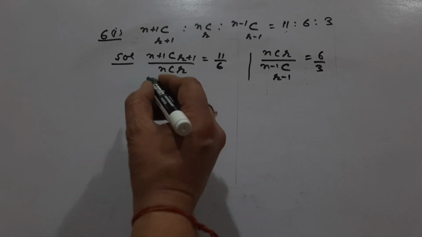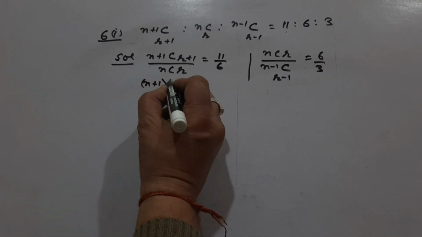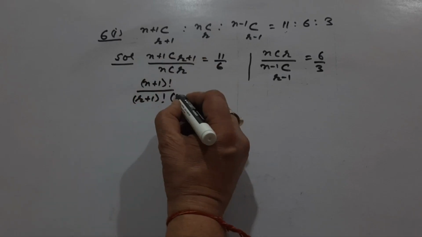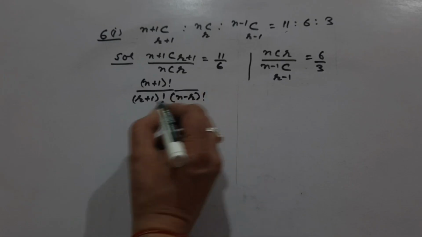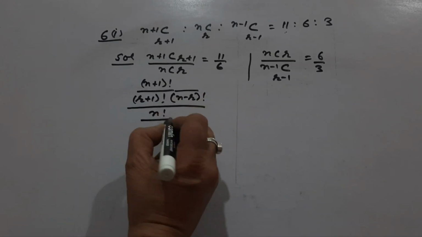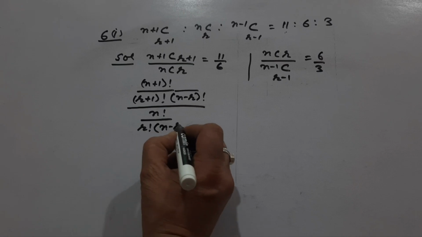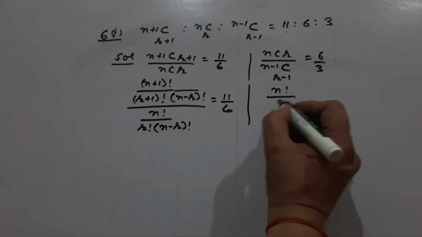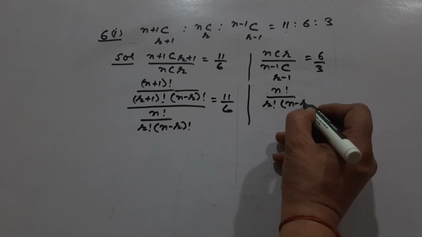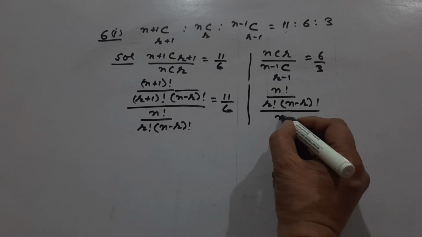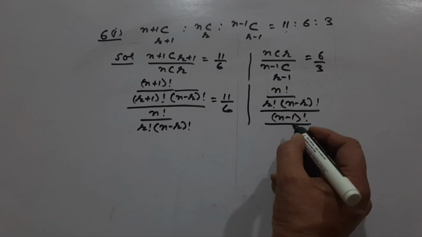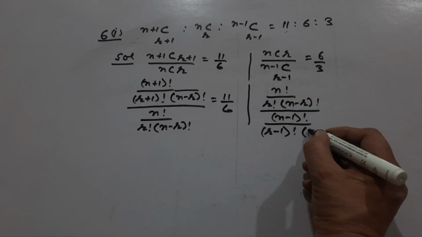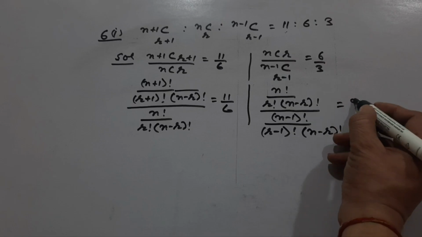Now use the formula of NCR: (n plus 1) factorial upon (r plus 1) factorial into (n minus r) factorial over n factorial upon r factorial into (n minus r) factorial equal to 11 by 6, and here n factorial upon r factorial into (n minus r) factorial over (n minus 1) factorial upon (r minus 1) factorial, and when we simplify, we can write equal to 2.